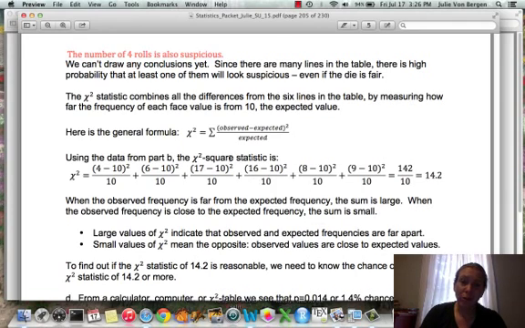So here's what our general formula is doing. It's calculating the observed value minus the expected value for each face value, squaring that, dividing by the expected value, and then adding them up. So remember, sigma, the Greek symbol, tells us to sum up. And so we're summing up for each of the 6 face values all the different calculations.